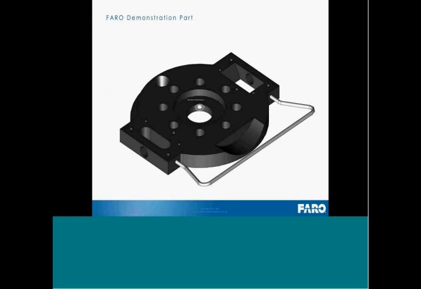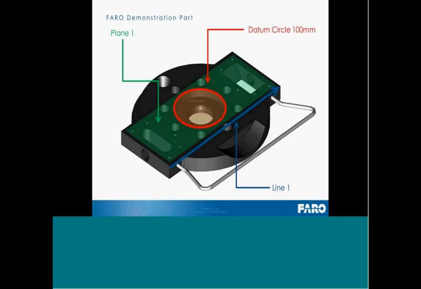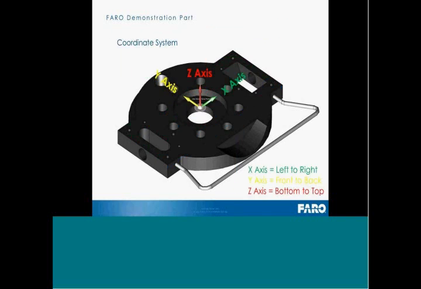Okay, so just to introduce you, during this demonstration, I'll use the Faro demonstration part. I'll measure plane 1, which is the top plane. I'll measure the center circle, the 100 mm datum circle, and I'll measure the front edge, or line 1. I'll then show how a coordinate system is created to be positioned as shown on the diagram in front of you.